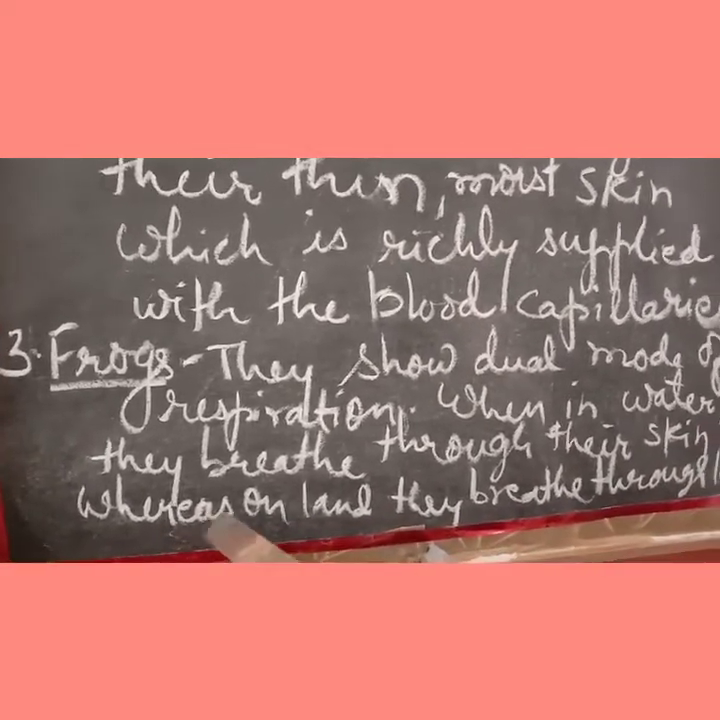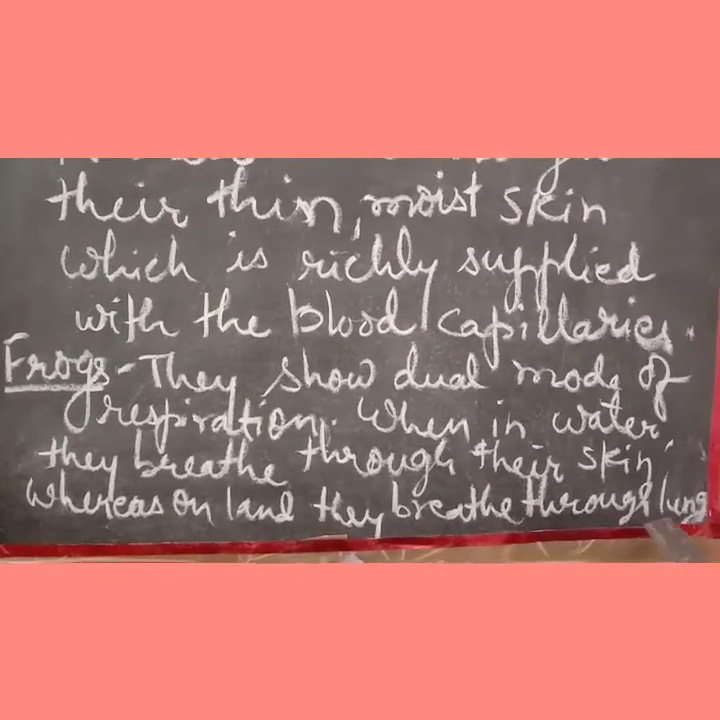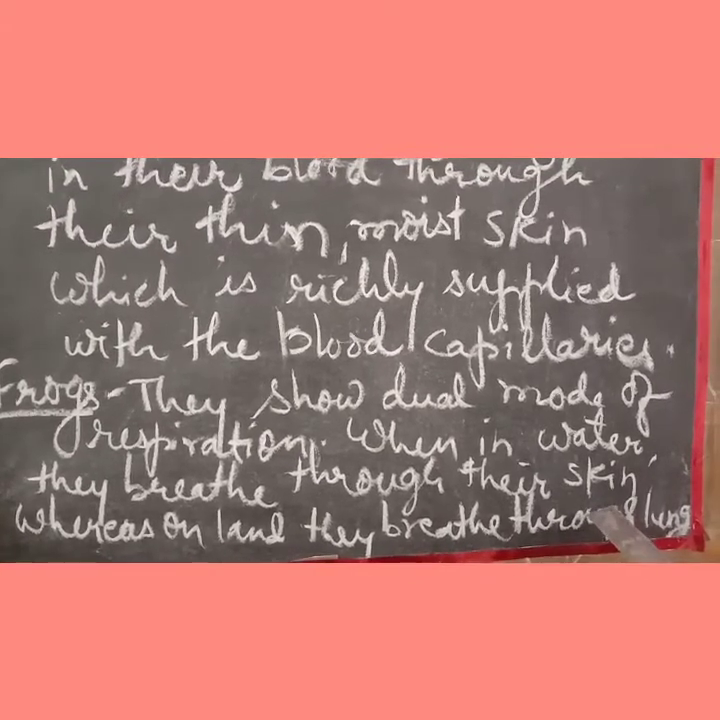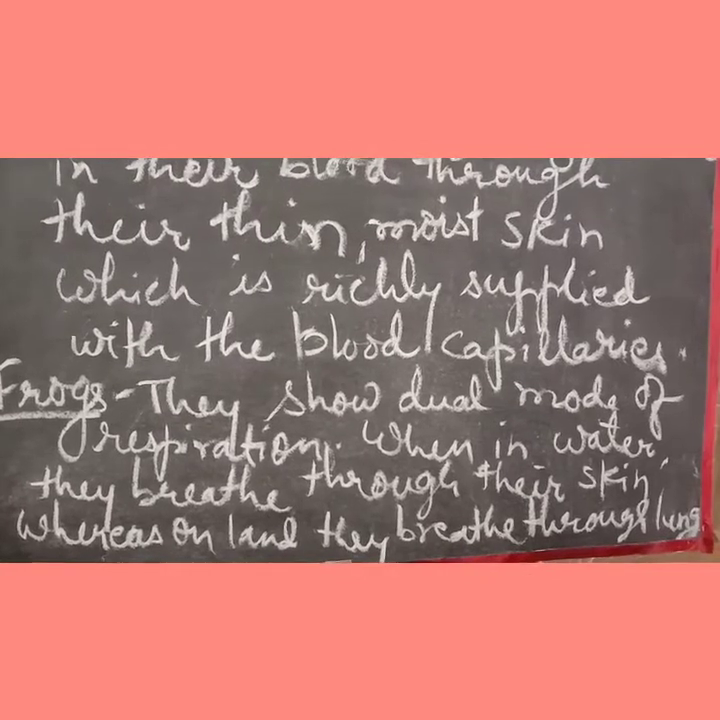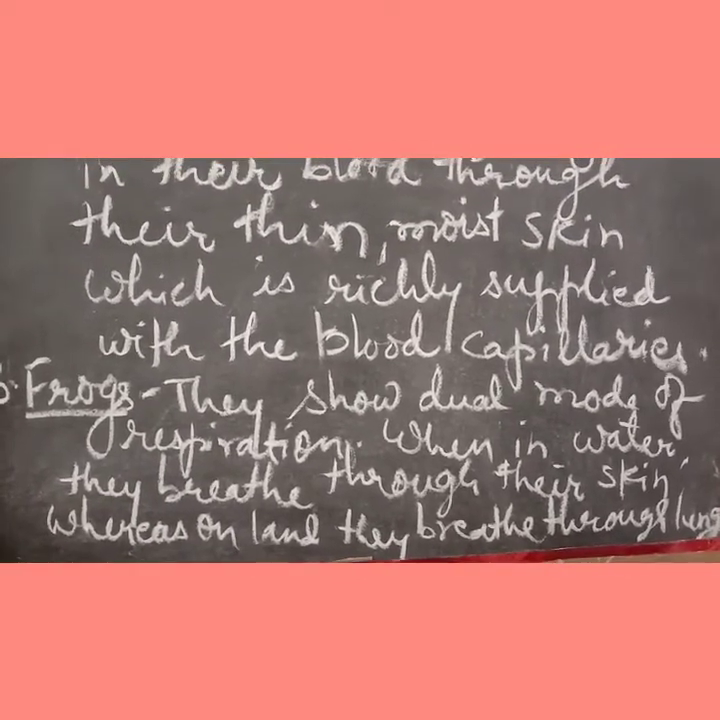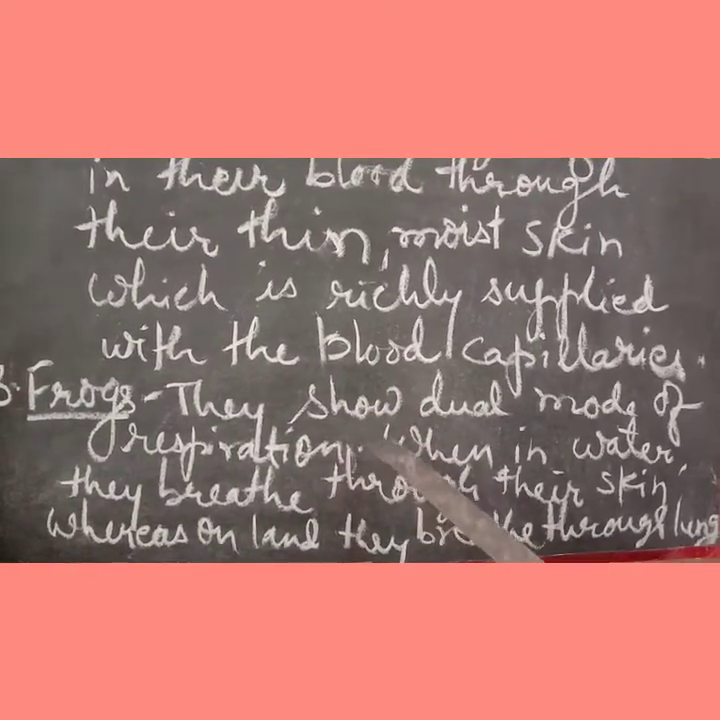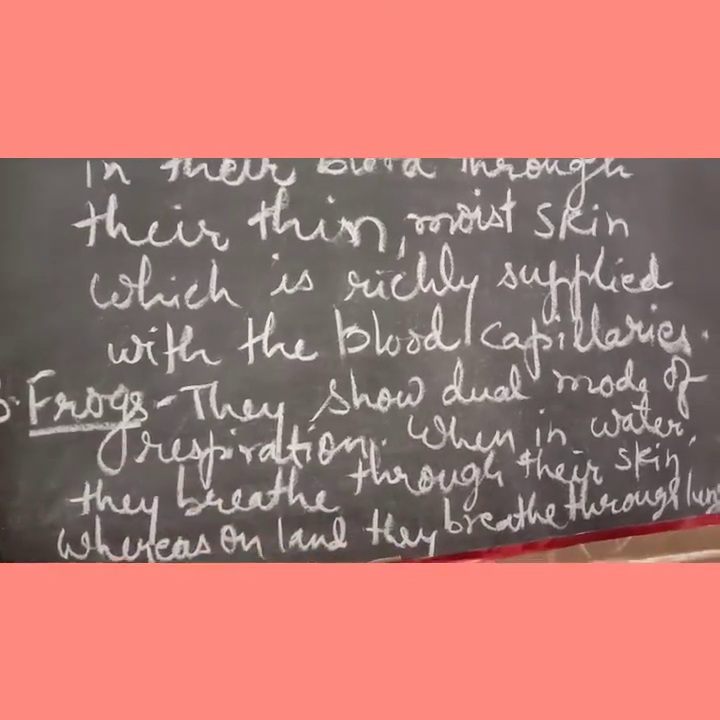Whereas when they are on land, they breathe through their lungs. They also have lungs in their body like us, but the difference is that their lungs are not so well developed as ours are. And because of this capability of living both inside the water as well as on the land, they are called as amphibians.